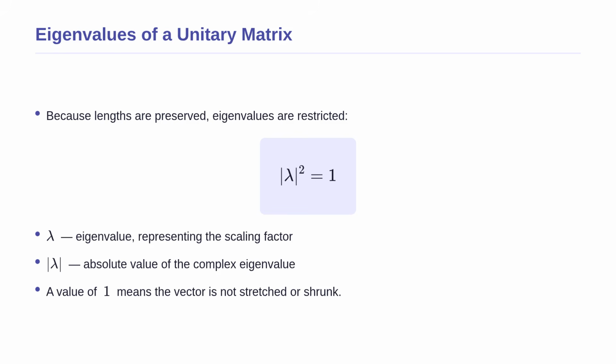This geometric preservation leads us to an important rule about eigenvalues. An eigenvalue tells us how much a vector is stretched or shrunk when a matrix acts on it. For a unitary matrix, the absolute value of every single eigenvalue squared is exactly 1. Let us look at the symbols. The Greek letter lambda represents the eigenvalue. The vertical bars represent its absolute value. Because the matrix acts as a rigid rotation, it cannot stretch or shrink any vector. If the absolute value were greater than 1, the vector would grow, which violates the preservation of distance.